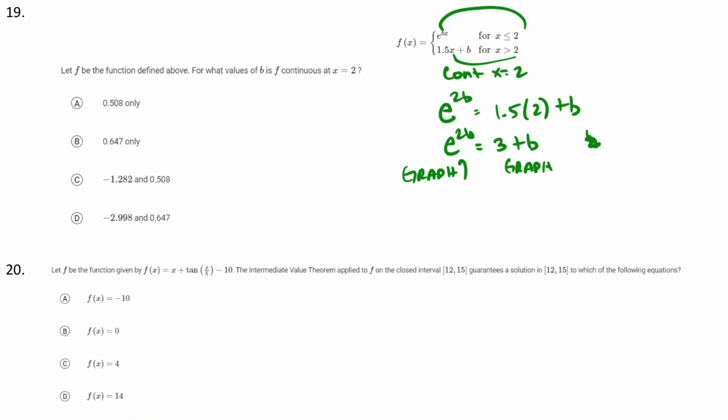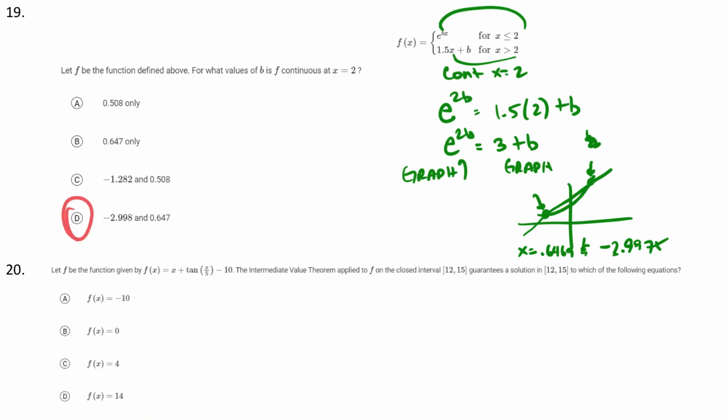So when I go ahead and do that, I will end up with a function that looks like this. I'll have this part of it right there, and then I will have this line that crosses it like this in these two spots. So I will find the intersection of each of these two spots, and this ends up intersecting at x equals 0.6469 and negative 2.9975. So that's the negative 2.9, and this is the 0.6. So again, I use my calculator to find the intersection of those two. That would be the easiest way to solve this, and that would yield an answer of D over here.